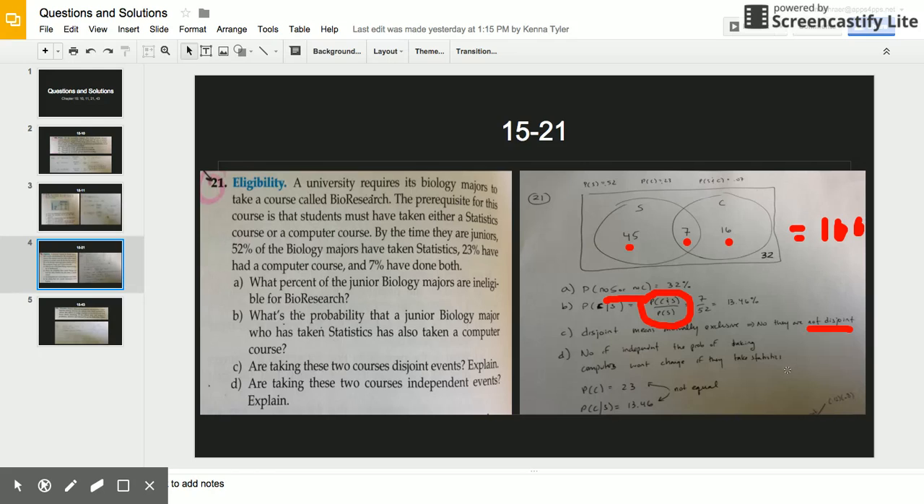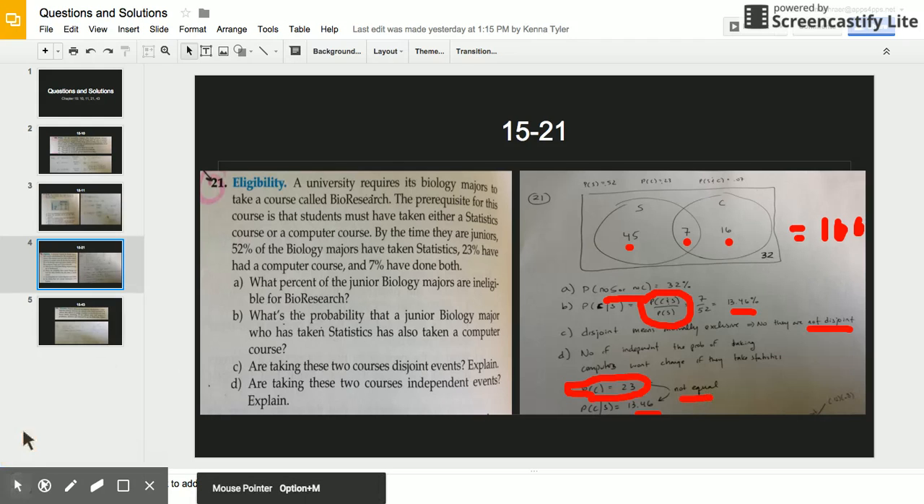We're looking at taking these two courses as independent events. When things are independent, it means the probability of them occurring would be the same whether you've had statistics or not had statistics. It wouldn't make a difference. So I'm looking at computers, I'll focus on computer science. The probability of taking computer science is 23%. However, if I look at the probability of taking computer science given I've taken statistics, which I solved right up here, that's 13.6. So it changed. Having statistics actually changes my probability of taking computer science. So they are not equal and therefore not independent.